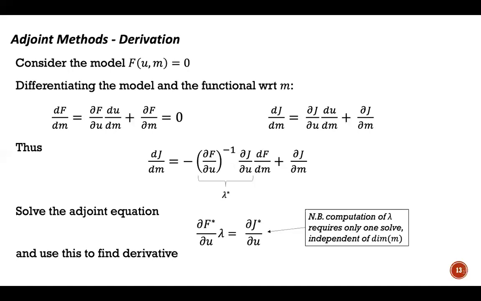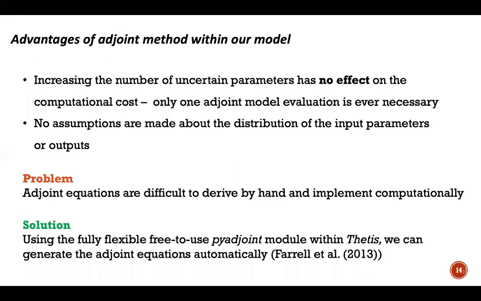And once you have the solution to this adjoint equation, you can find the derivative. So what are the advantages of an adjoint method? Well, I've kind of gone over some of these just now. Increasing the number of uncertain parameters has no effect. And also significantly, no assumptions are made about the distribution of the input parameters or outputs.